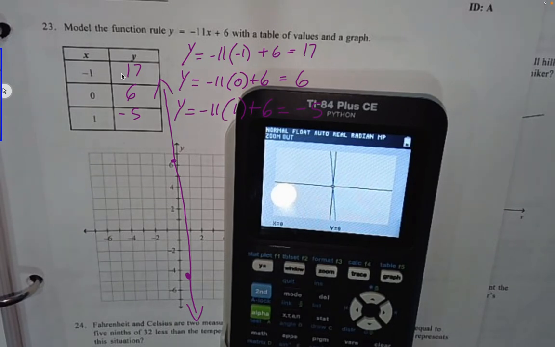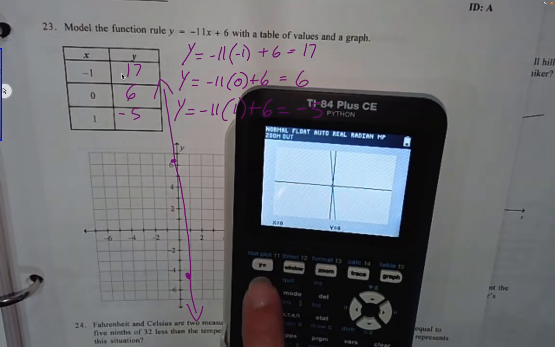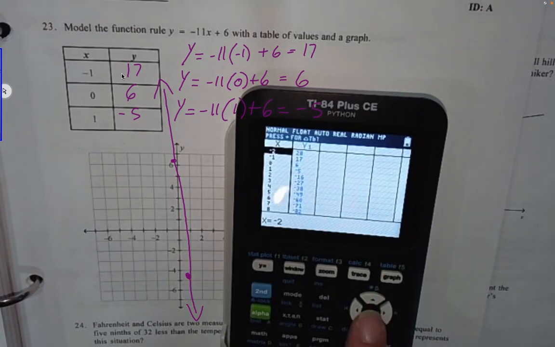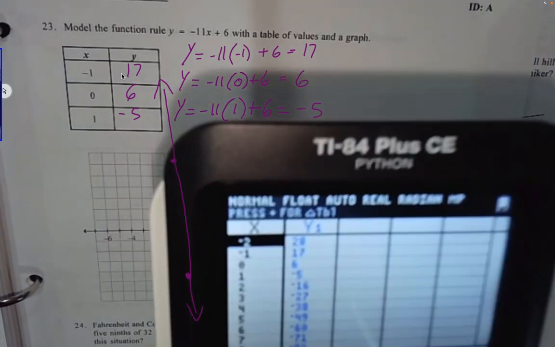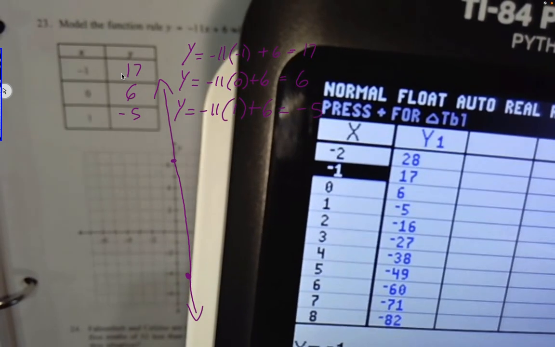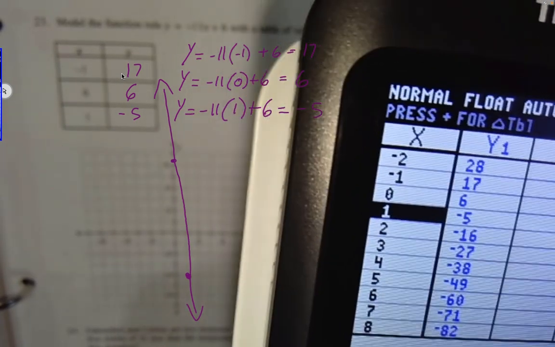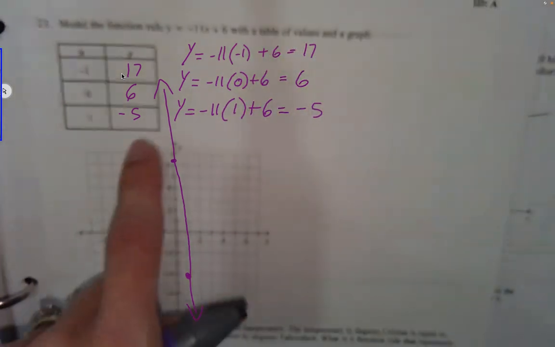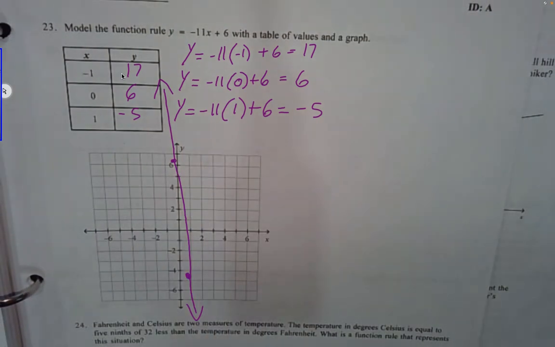But that's not good enough. You actually need numbers. So to find your numbers, you press second graph, and that's this table. See how you can go up and down, and it gives you all the answers that we just found, doesn't it? So you can just type them in, write them down right here, and plot the points.